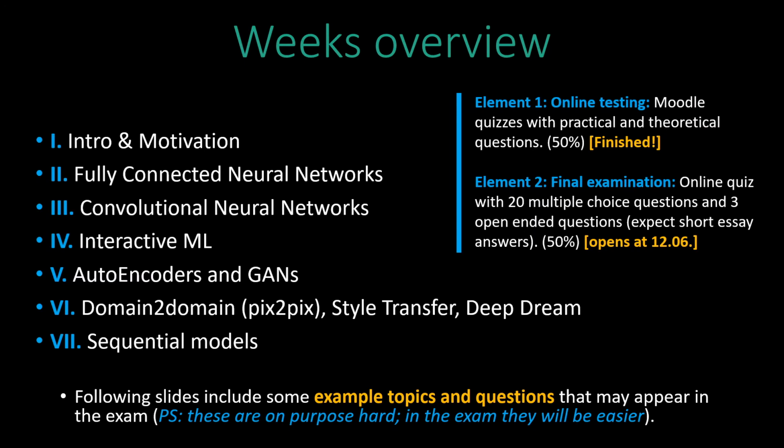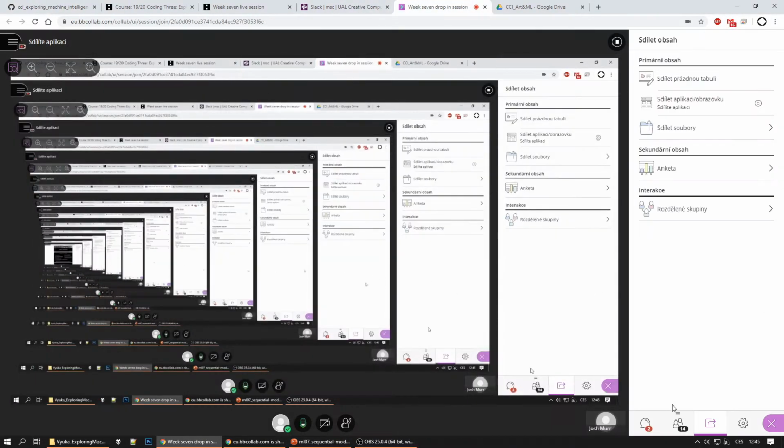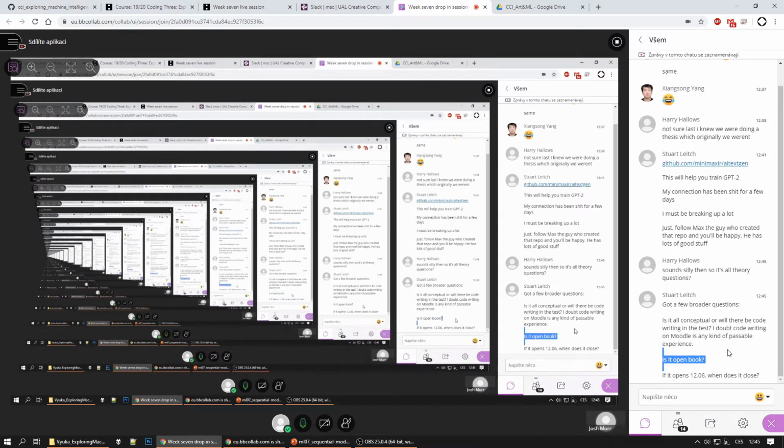So for the actual structure of the assessments that you will have, there are 2 parts. Let me check questions. Yes, I think so. I think it opens on the 12th and then it closes a few days in advance. So you will have several days to actually fill this in. I hope this is how it works with my bachelor students. I think it will be more or less similar for you guys. You can do the exam once, but you have a lot of time to actually do it.